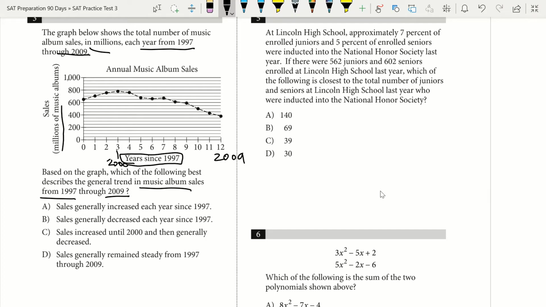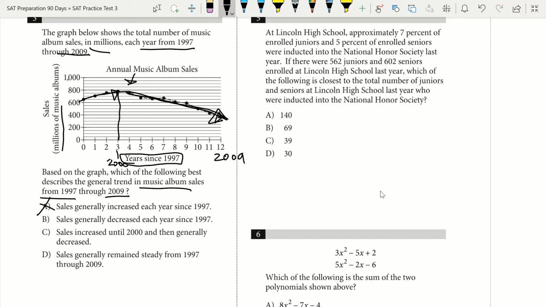Well, we go ahead and see in our graph that we are increasing at first, and then we decrease, right? So at 2000, we switch from increasing to decreasing. So look at our answer choices. We have A, sales generally increased each year since 1997. We see that's wrong because we generally decreased from right here down.